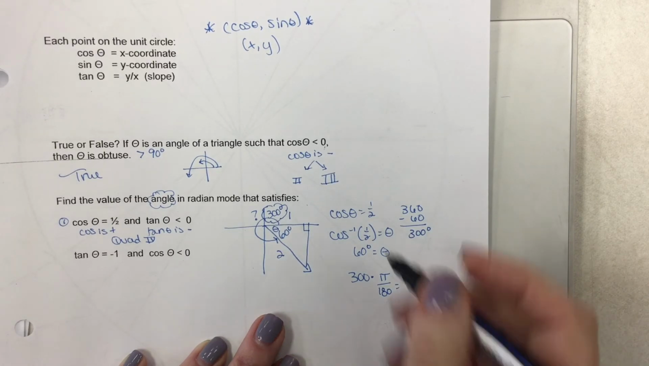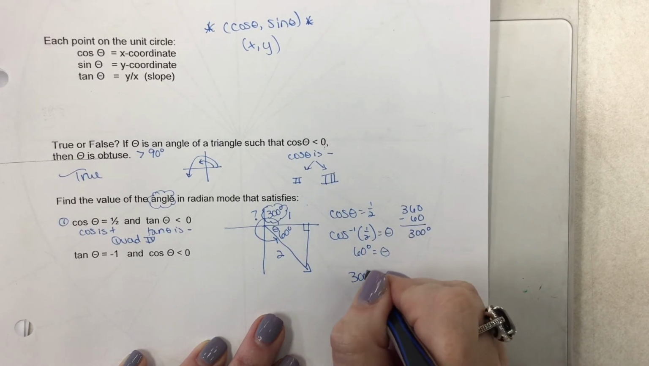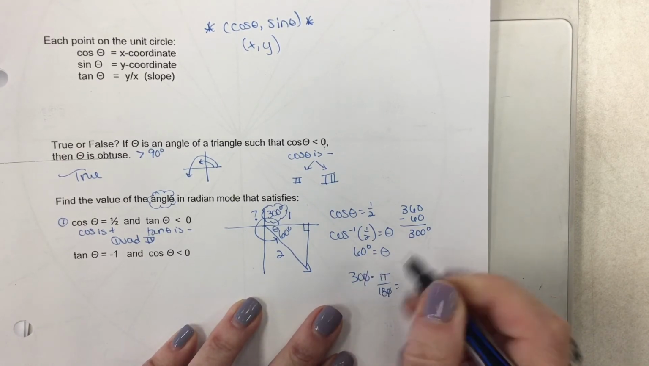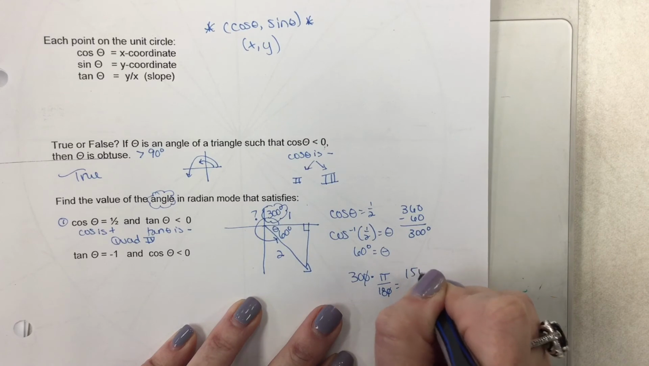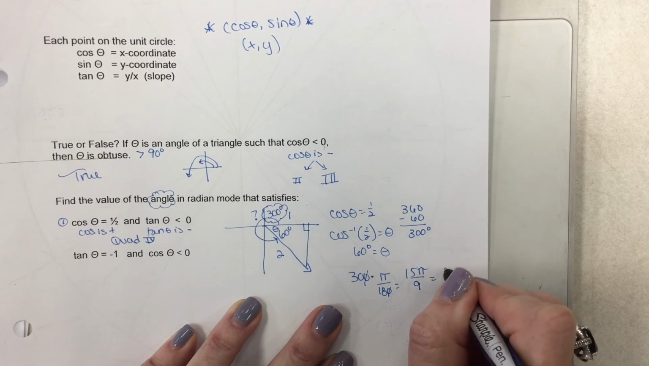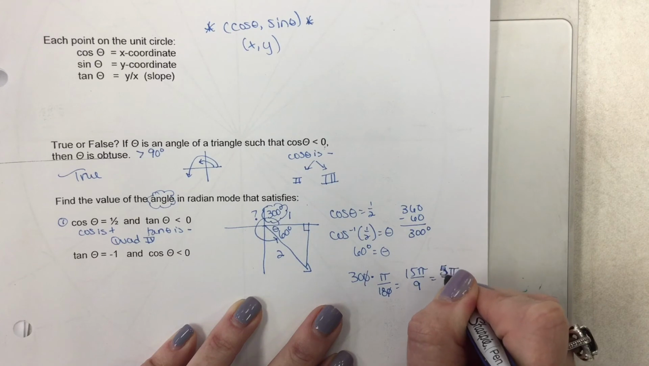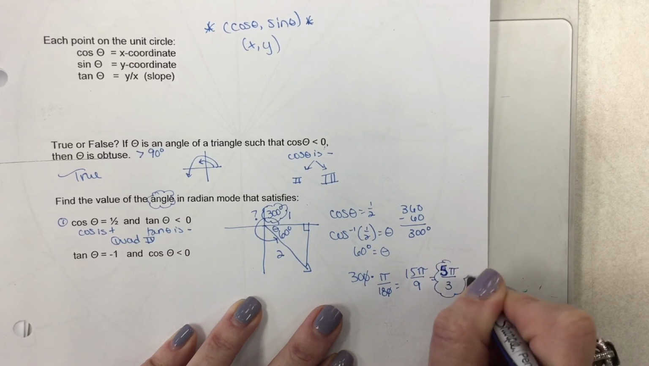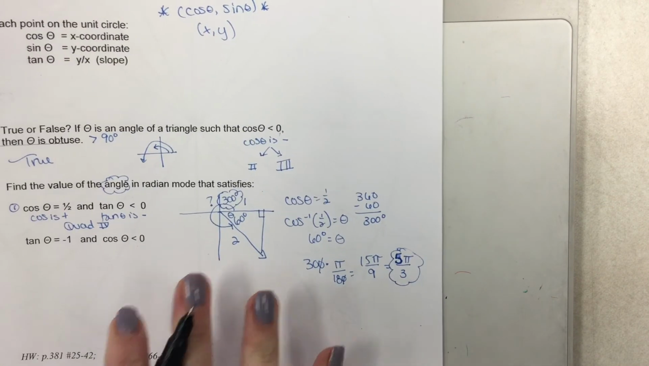And remember, I don't want decimals. So this one's pretty simple. Cross my zeros off, I get 30 over 18. Divide both of those by 2, I get 15 pi over 9. What can divide both of those? So I get 3 pi? That would be wrong. That would be 5 pi over 3. And that would be my final answer.